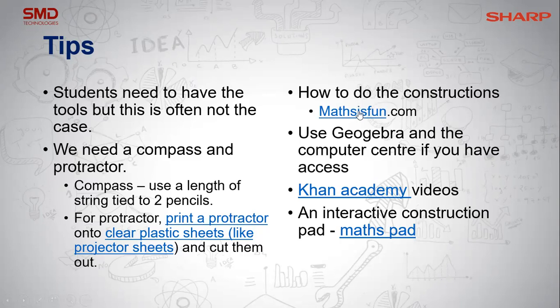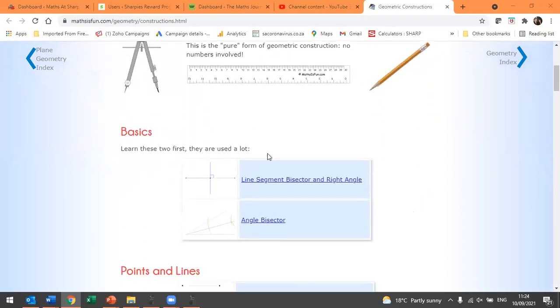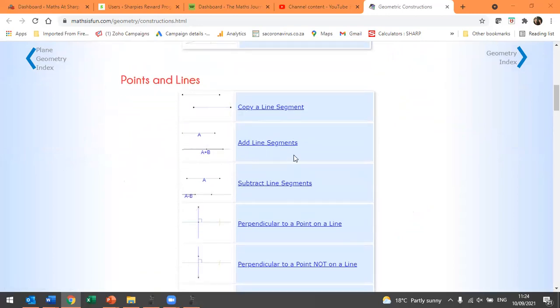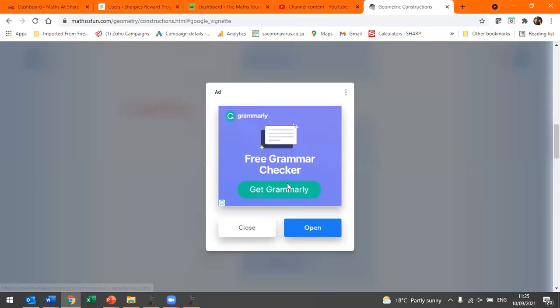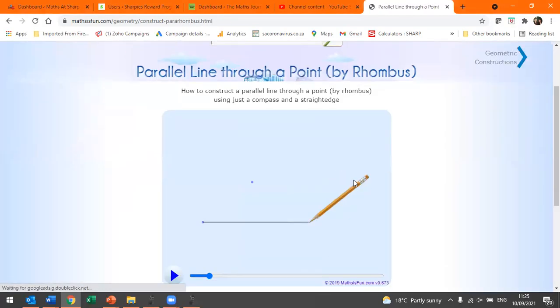Okay, then Maths is Fun is really great. It's got a lovely, lovely constructions function. So I'm just going to share this with you. What it will do is allow you to actually create different constructions. So you can just choose what construction you want to do. So perpendicular line, parallel line through points. It's got a little bit of adverts, but what it will do is actually help you.